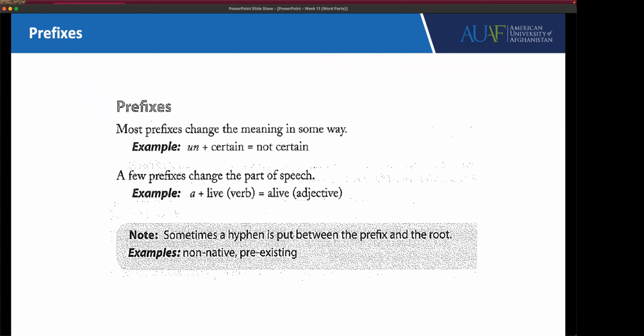Who wants to read about prefixes? Okay, go ahead, Safa. Prefixes. Most prefixes change the meaning in some way. For example, un plus certain is equal to not certain. A few prefixes change the parts of speech. For example, a plus live, which is a verb, is equal to alive, which becomes an adjective. Note, sometimes a hyphen is put between the prefix and the root. For example, non-native, pre-existing. Very good.